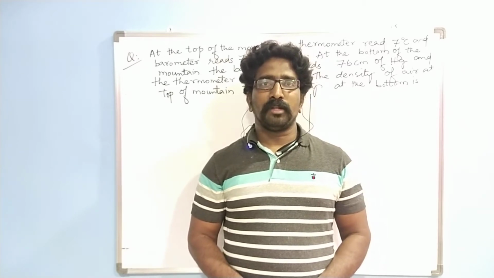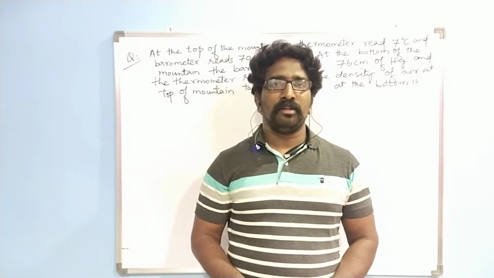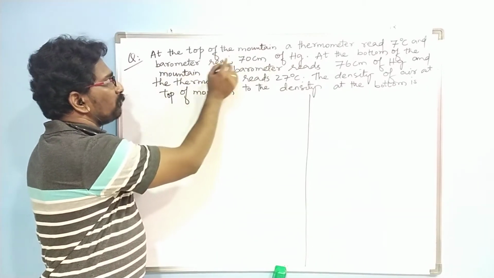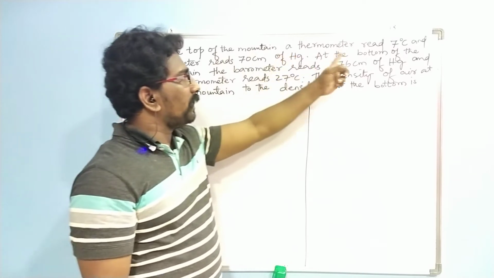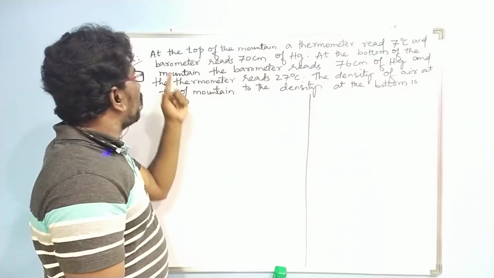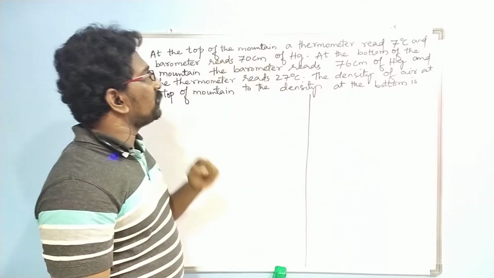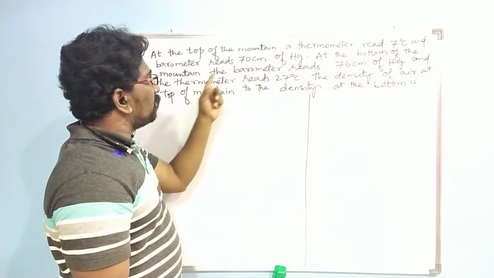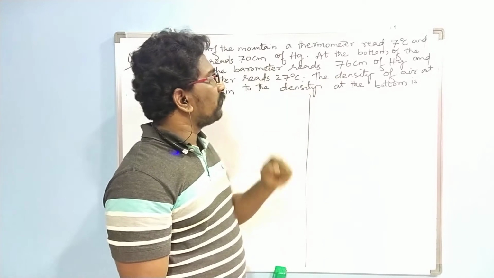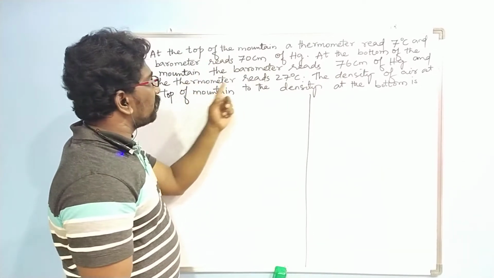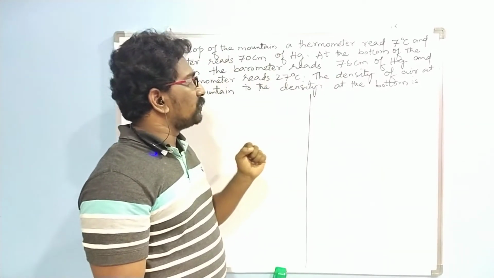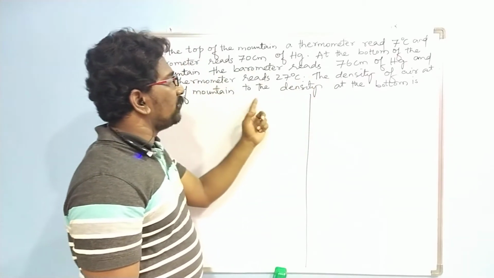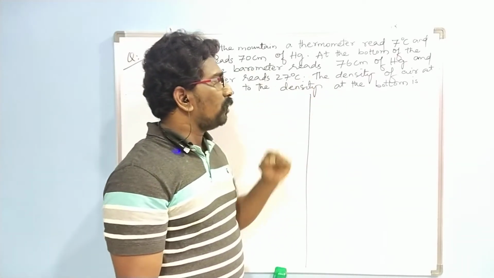So let us see one numerical regarding thermal properties of matter. The numerical which is given to us is: at the top of the mountain a thermometer reads 7 degrees Celsius and the barometer reads 70 centimeter of Hg. At the bottom of the mountain the barometer reads 76 centimeter of Hg and the thermometer reads 27 degrees Celsius. The density of the air at the top of the mountain to the density at the bottom is.